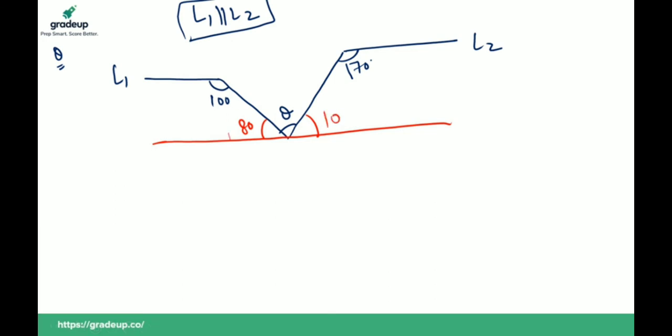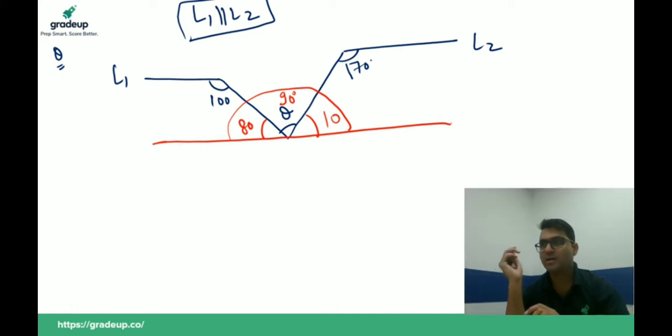And you all know the sum of all interior angles should be 180 degrees. So this is 80, this is 10, so the answer should be 90 degrees. I hope this is clear to all of you. Yes, there was a mistake in this question. All right. Is this okay to all of you?